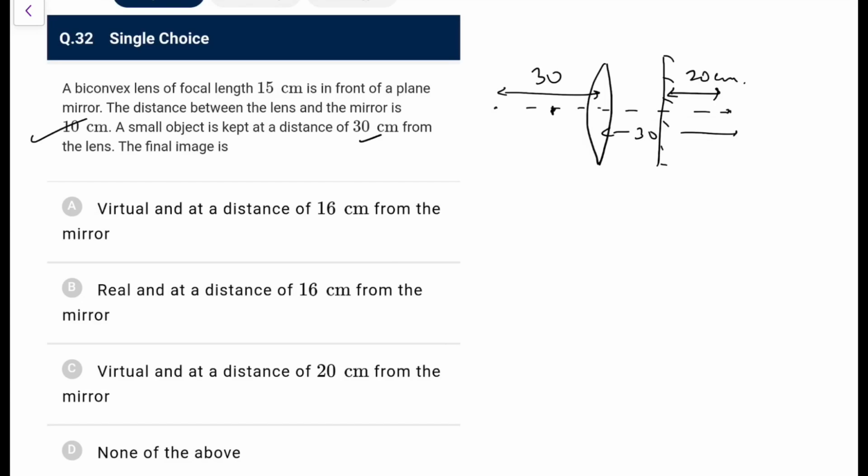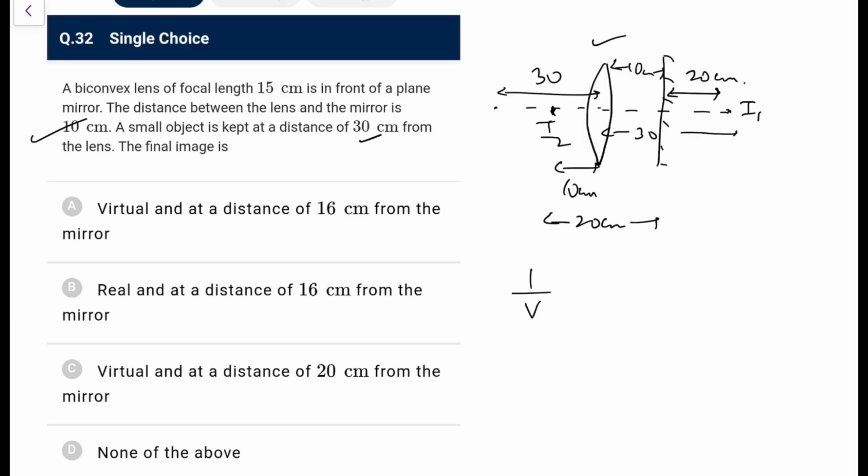So 20 cm in front of it. So this is I1. This would be I2 by the mirror. So again, the rays will come here. For this, the object is virtual and this distance will be 10 cm, as this is 20 cm and this is 10 cm. Now, what will we have for the final image?